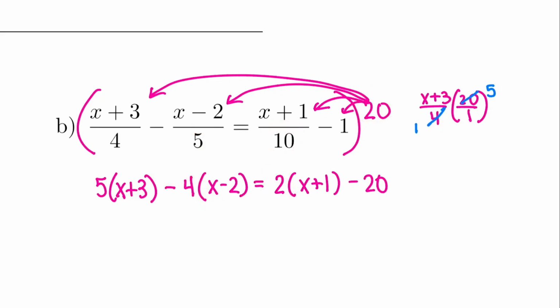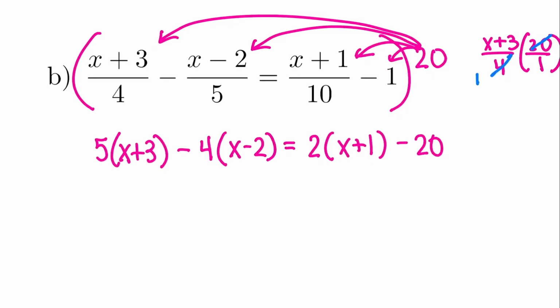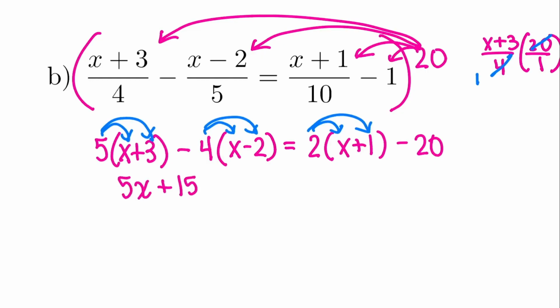And now this just becomes a linear equation where we can distribute first and then combine like terms. The hardest part about this, where I see many students make mistakes, is remembering that there is a negative attached to a number on the outside that we have to distribute into our parentheses. So this is going to be 5x + 15 - 4x + 8 = 2x + 2 - 20.